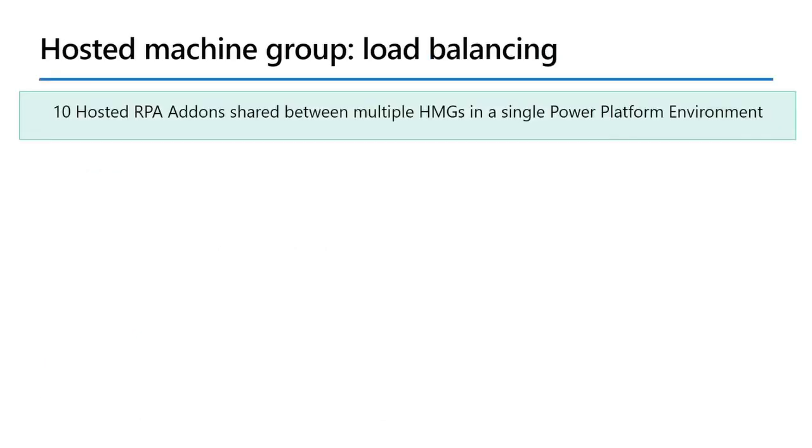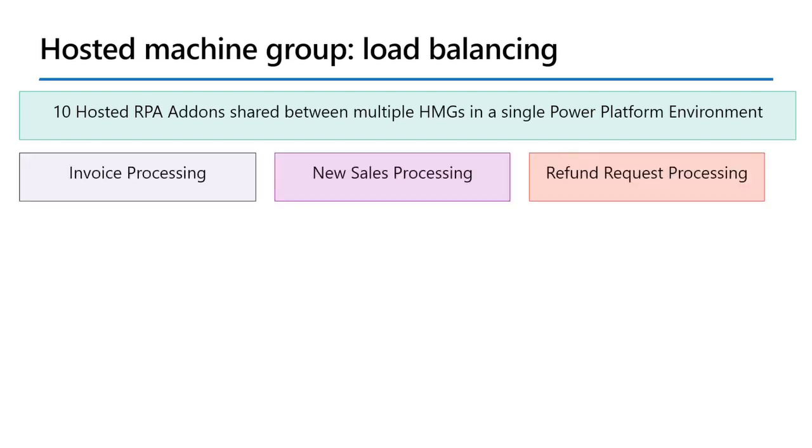So let's walk through an example. I think examples kind of spell it out. Let's say we allocated 10 hosted RPA add-ons to an environment. We assign those to an environment just like we assign other resources and capacity to environments in the Power Platform. And these 10 hosted RPA add-ons are going to be able to be used across a few different scenarios. Well, one of those, and these are our hosted machine groups, is for invoice processing. Another one is for sales processing. And a third is for refund request processing.